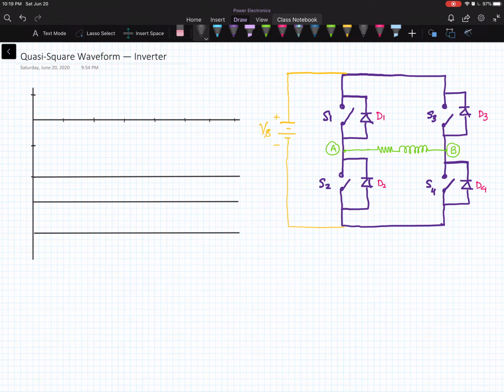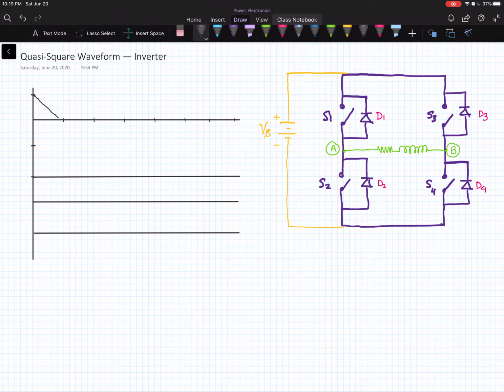Bismillahirrahmanirrahim. In this video, we are going to discuss the operation of the quasi-square waveform inverter. The circuit diagram for the full bridge inverter is shown in front of you. Now we see how we can generate the gate pulses for the quasi-square waveform.